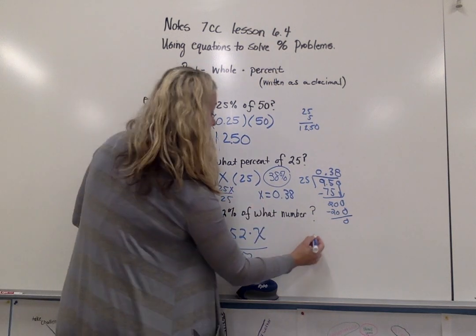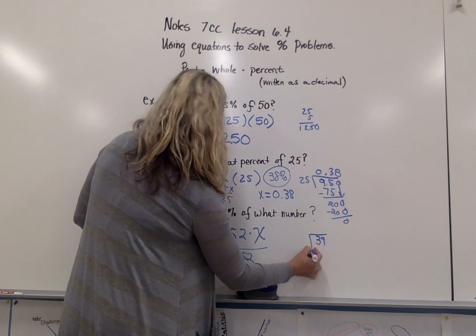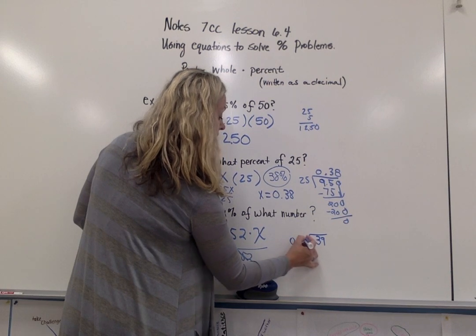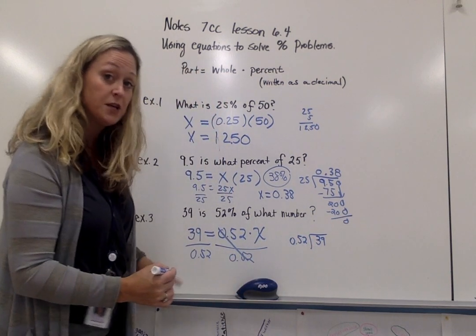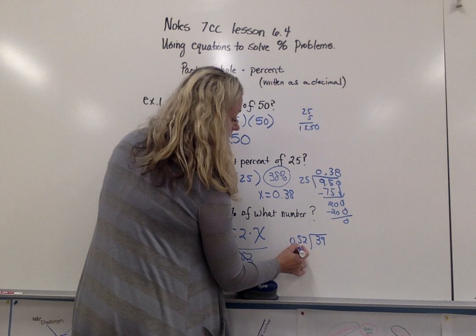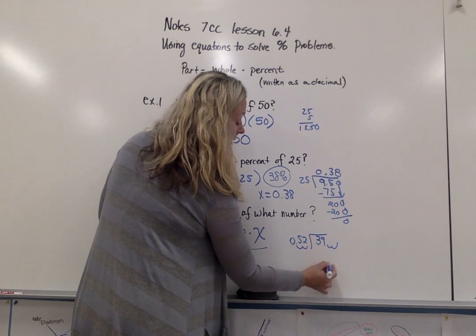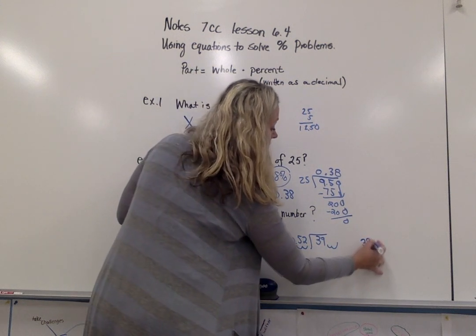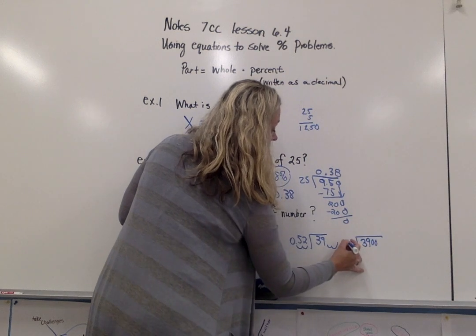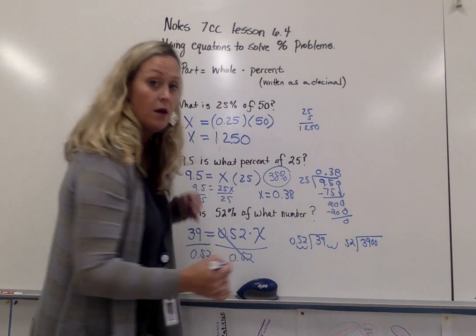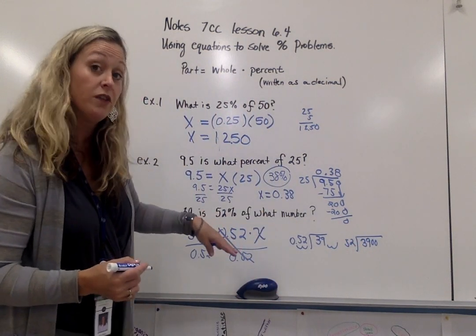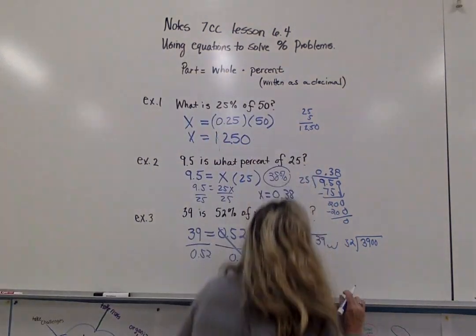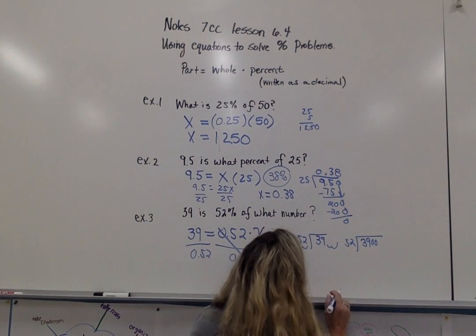I'm going to doodle off to the side that 39 divided by 0.52. I can't have a decimal point in my divisor, so I'm going to move it over 2 by multiplying by 100. So the real math problem I'm going to do is 3,900 divided by 52. And in doing that, I've created an equivalent expression. And so now I got to do some really good math here.